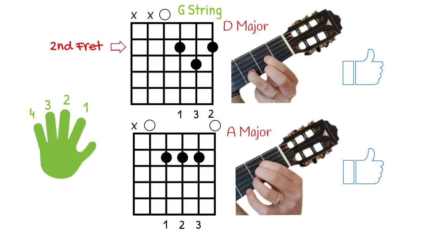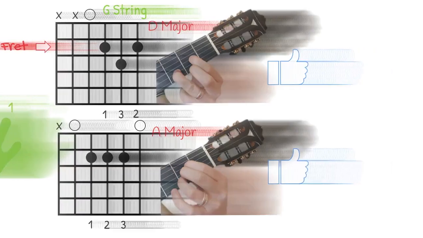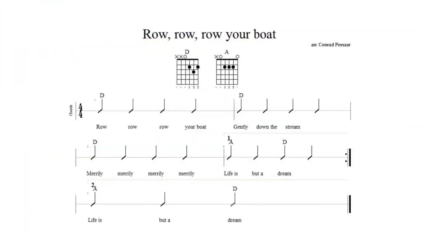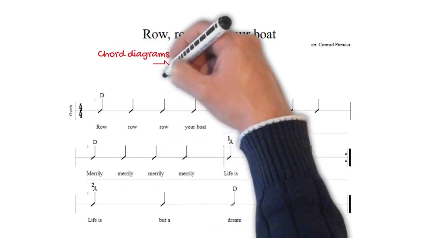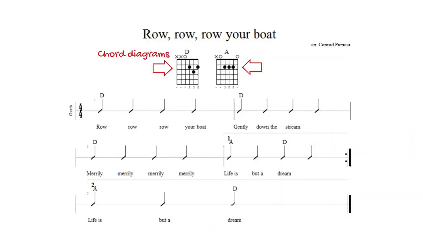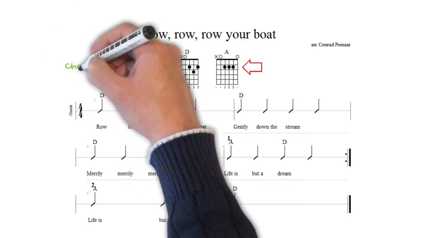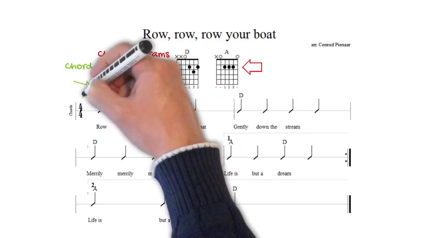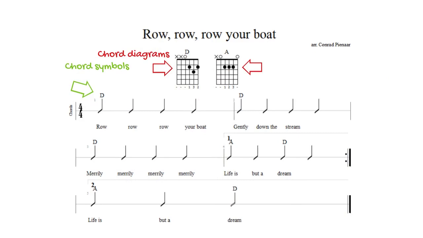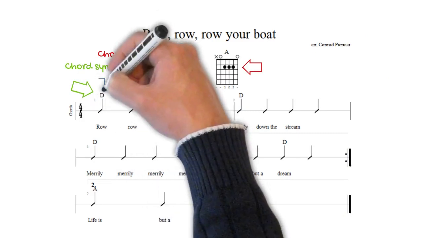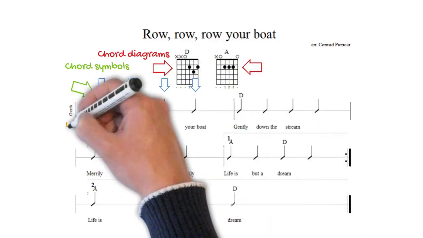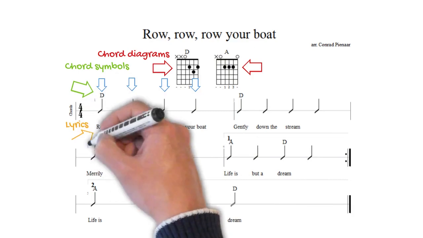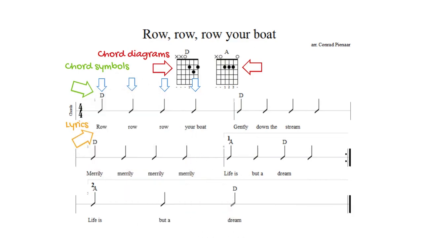Okay, so the 2 chords you just learned are not without purpose. They are the chords for Row, Row, Row Your Boat. Let's have a look at the chord chart for this song. The chord diagrams appear at the top of the chord chart. The chord symbols appear above a suggested rhythm for the song. In this case, a very simple 1 strum per beat. And finally, the lyrics below the suggested rhythm.